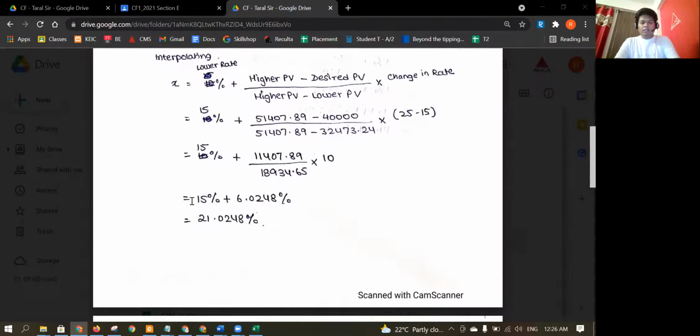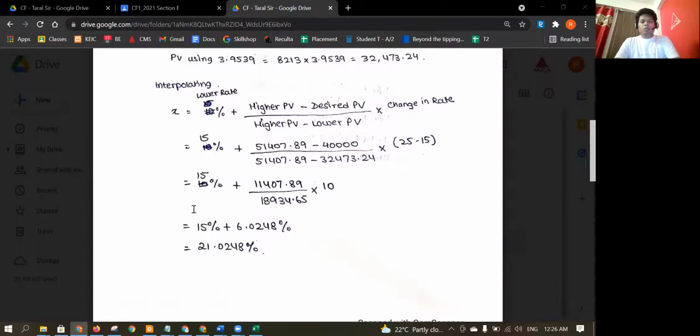Otherwise, you'll not get the marks, right? Here, the broader your range is, so if you're taking 15 and 25, the more difference with the answer will be from the actual answer. So here I got 21.0248, which is correct.